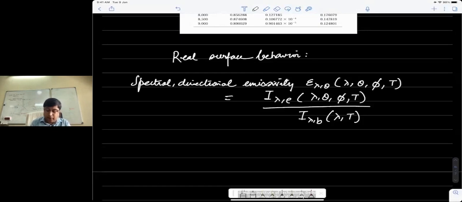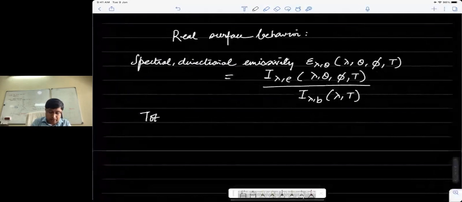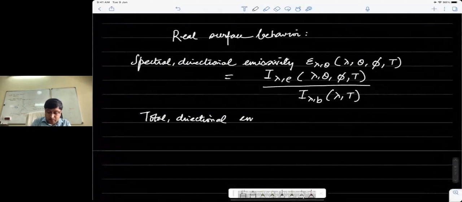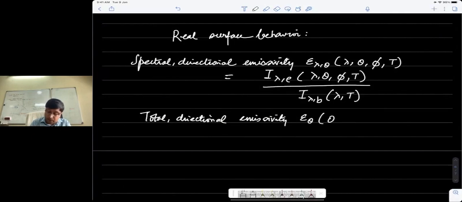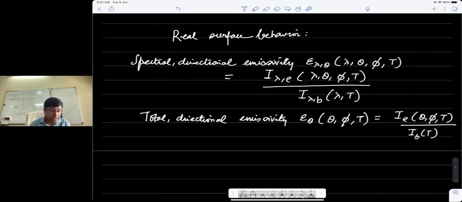There is one more emissivity. If you average over all wavelengths, you get what is called the total directional emissivity. So in a given direction, it signifies an average, or I should say a sum, over all wavelengths. We can define this as epsilon theta. So in the direction theta phi, it would just be the emission in that direction versus the black body radiation intensity.